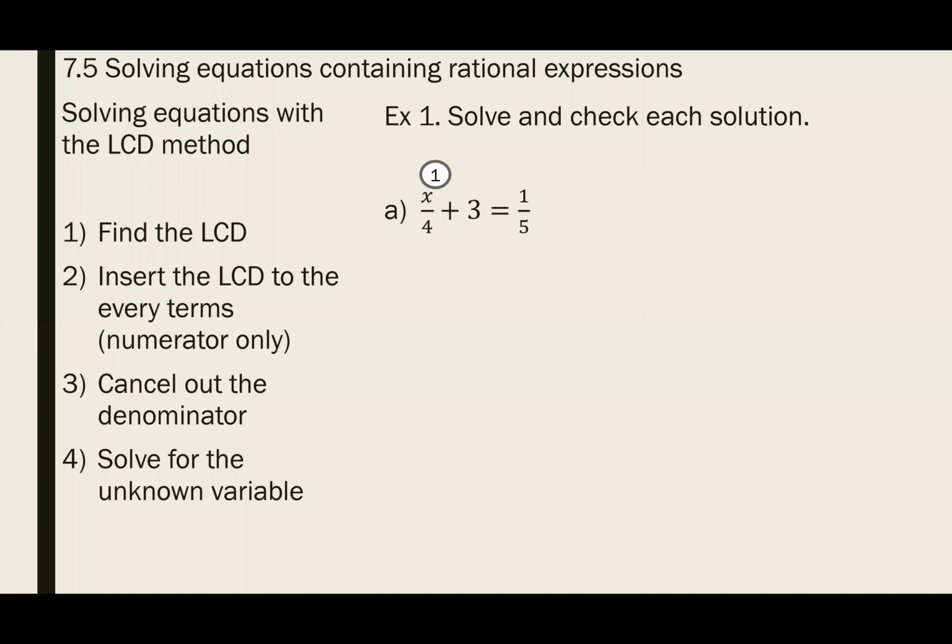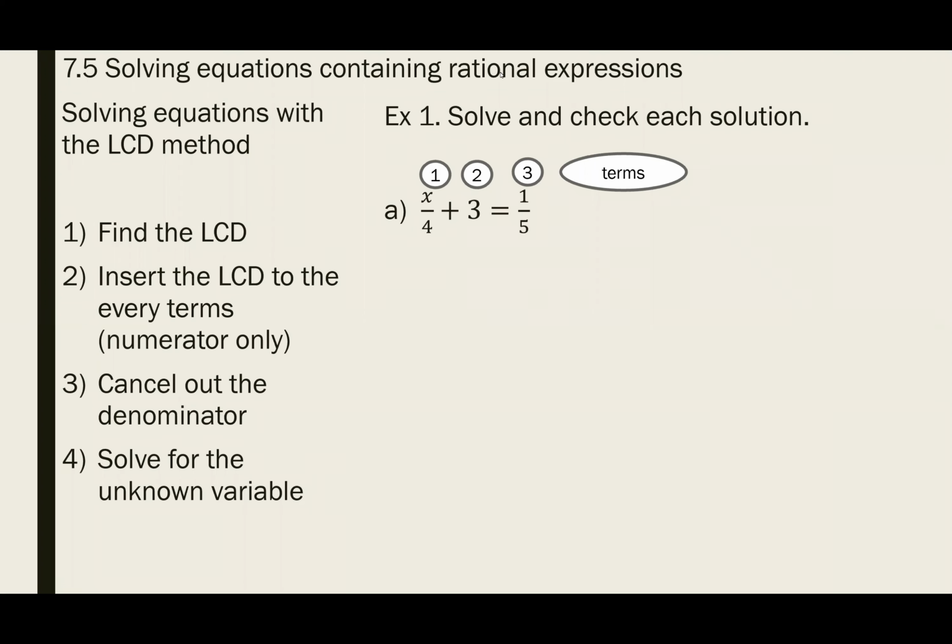So if you look at this here, everybody see that each item is one term. We have an x over 4, that's one term. The 3, which is the constant, is another term. And 1 over 5 is another term. So in total, those are my different individual terms.